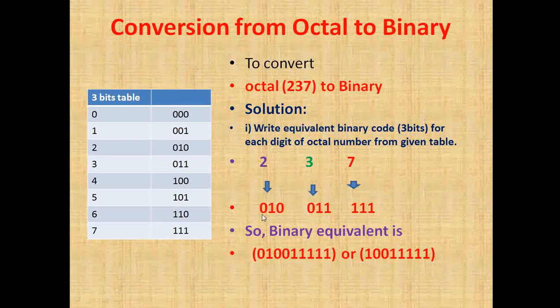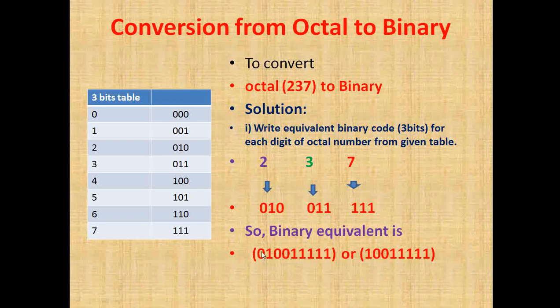Now we will combine these 3 pairs. So we will get 010, 011, and then 111. So this will be the equivalent binary of this octal number.